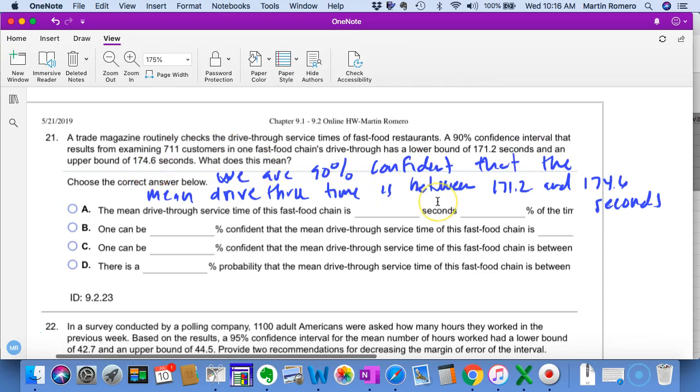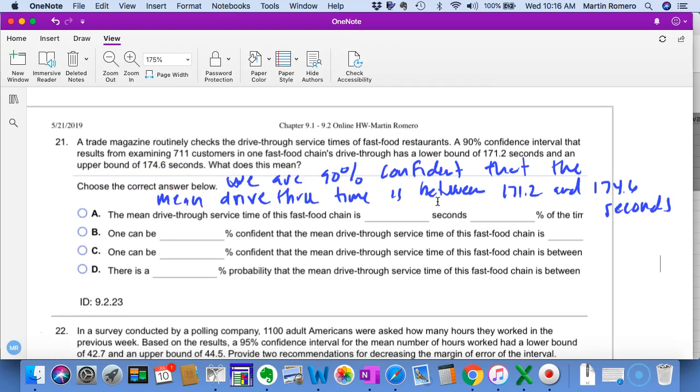What does this mean? All this means is that we are 90% confident that the mean drive-through time is between those two values. That's all we can say. We don't know what the actual population mean is for all the restaurants. We're just trying to estimate that.